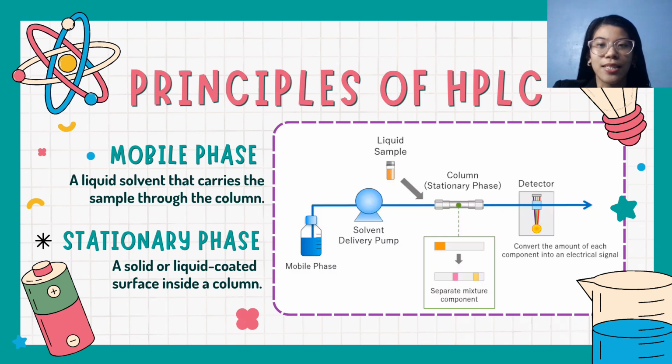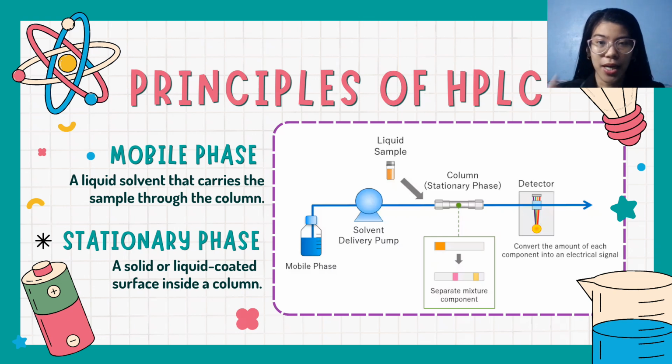Next, let us discuss the fundamental principles of liquid chromatography. HPLC separates compounds based on their interactions with two phases. First, we have the stationary phase. It is a solid or liquid-coated surface inside a column. And then the mobile phase, which is a liquid solvent that carries the sample through the column.